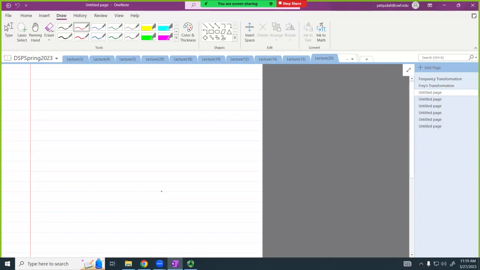Okay, let's see if we want to design a bandstop filter. The fourth filter type we're going to see is converting a normalized low-pass filter to a bandstop filter.